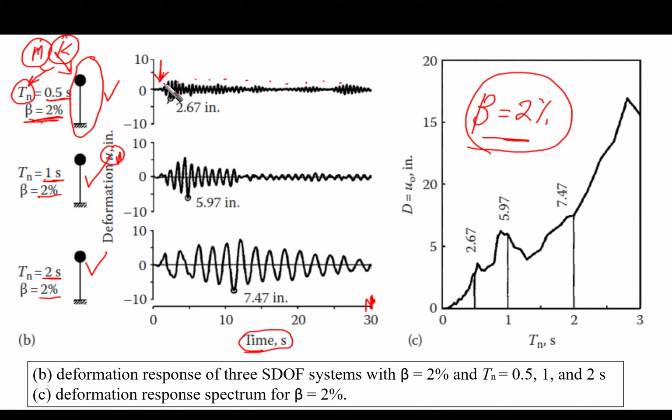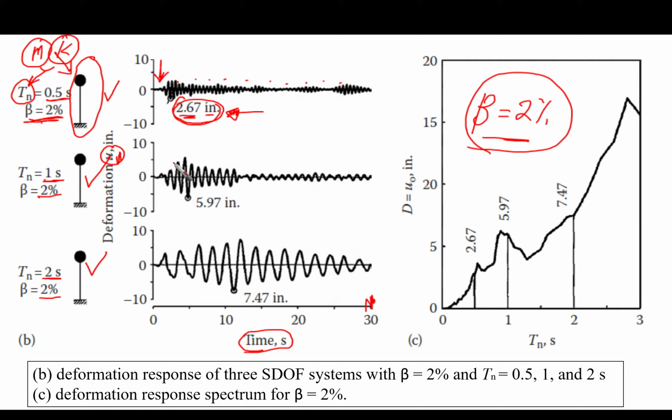When we look at this plot, we will be interested in one value, which is the maximum, the peak value. As an engineer, you are commonly interested only in the maximum deformation of this equivalent single degree of freedom system. So we found that when we did this for this system, the maximum deformation, or the peak deformation, is 2.67 inches. Okay, so that's good.